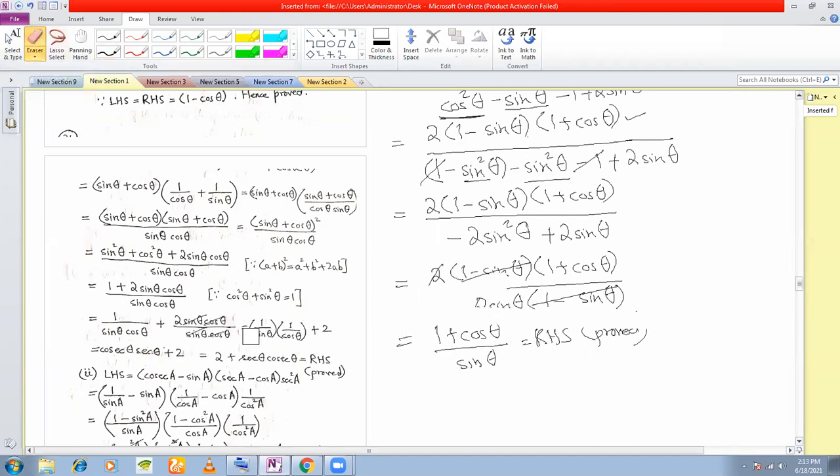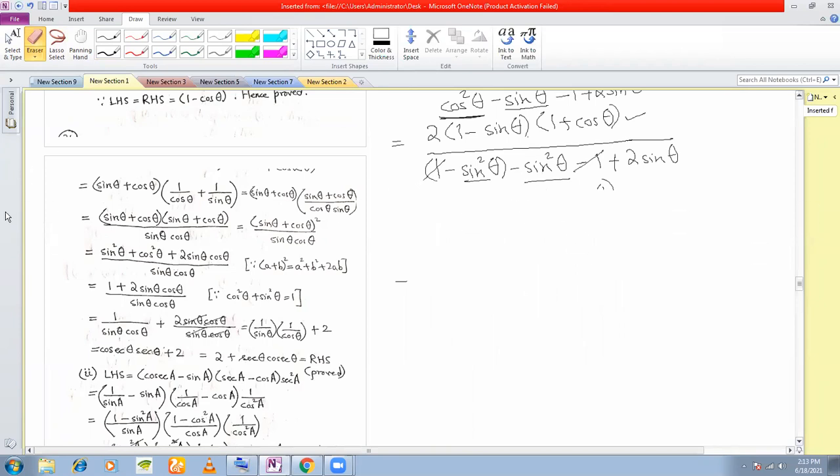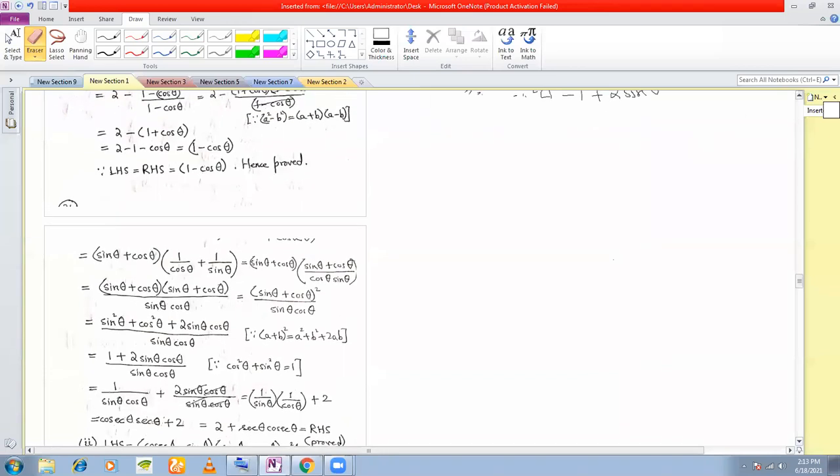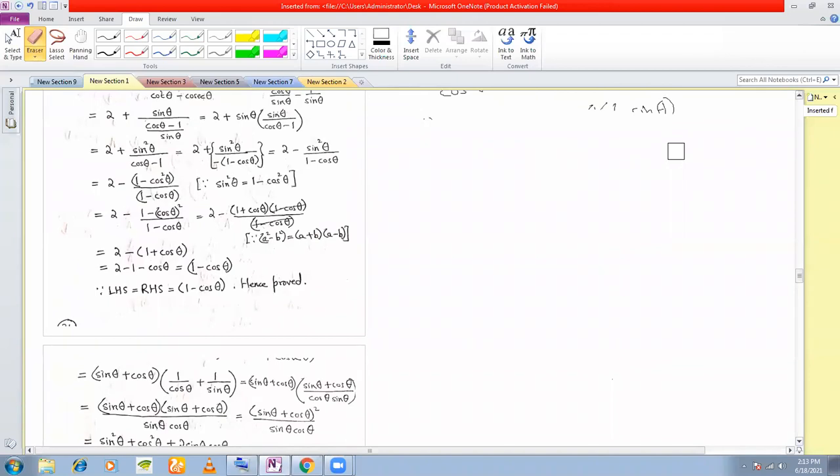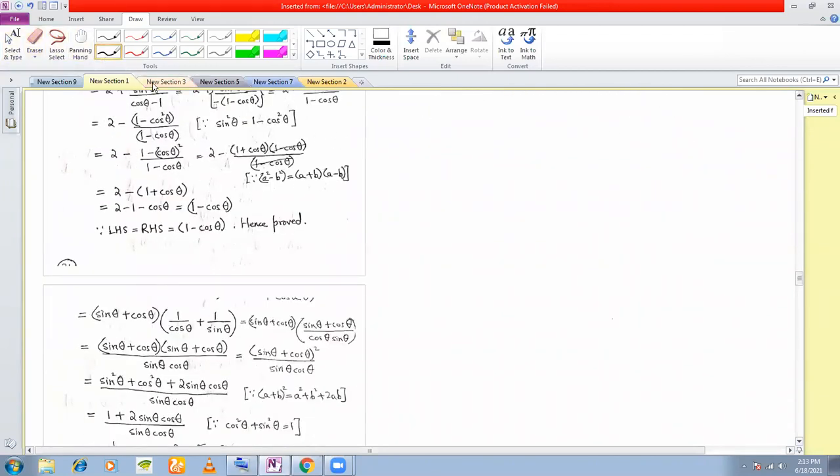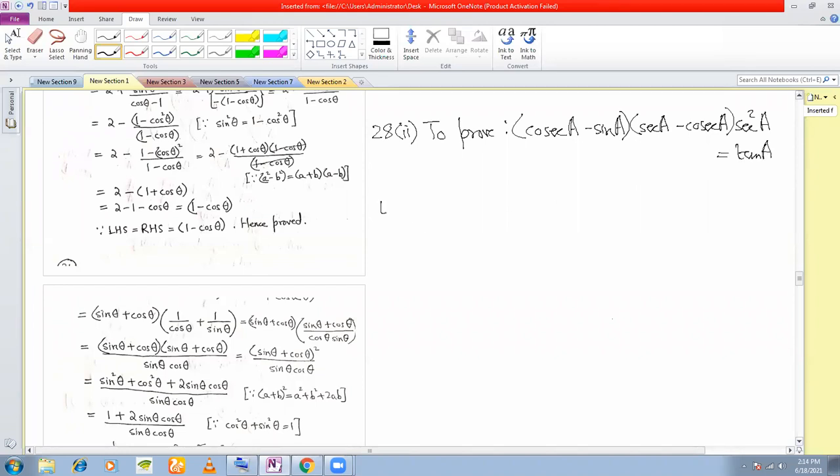28.2. So let's see what 28.2 has. To prove cosec A minus sin A into sec A minus cosec A into sec square A. You have to prove that this is equal to tan A. Okay, we start from the left hand side.